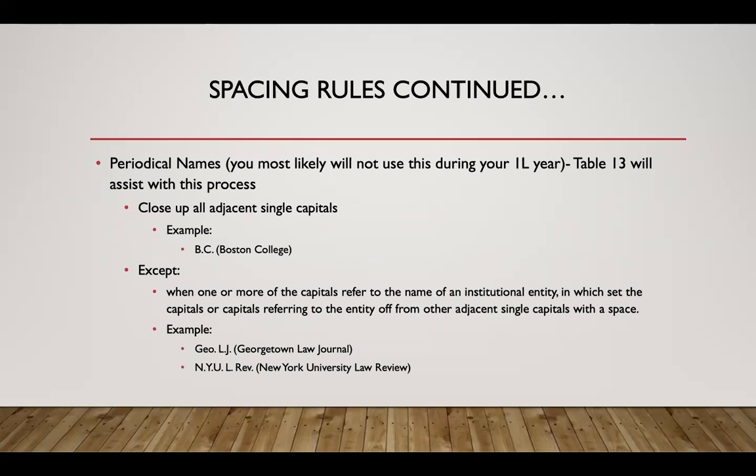entity, in which case you set the capital or capitals referring to the entity off from the other adjacent single capitals with a space. That's a little bit of a mouthful, but as you can see, for example, when abbreviating the Georgetown Law Journal, you would abbreviate GEO space LJ. Same applies for the New York University Law Review. NYU space L space Review.